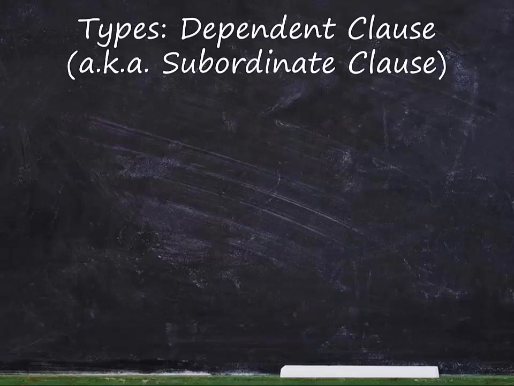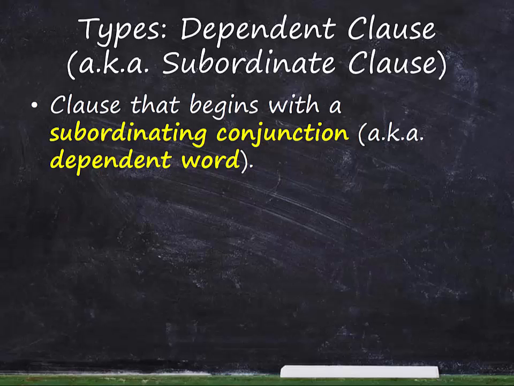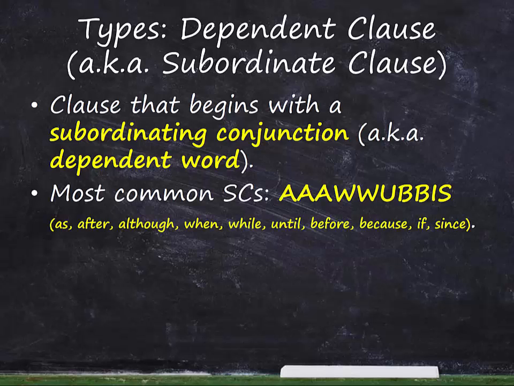But now we're ready to look at another type of clause, the dependent or subordinate clause. This type will always begin with a subordinating conjunction, sometimes called a dependent word. If you recall from the conjunctions video, we can remember the most common subordinating conjunctions with the acronym AWOBIS: as, after, although, when, while, until, before, because, if, since.